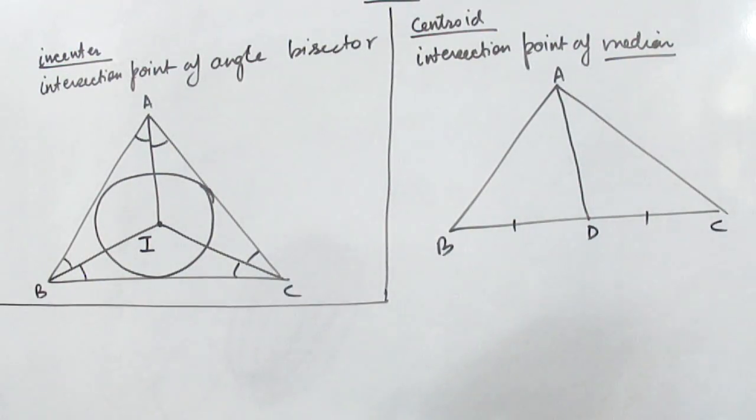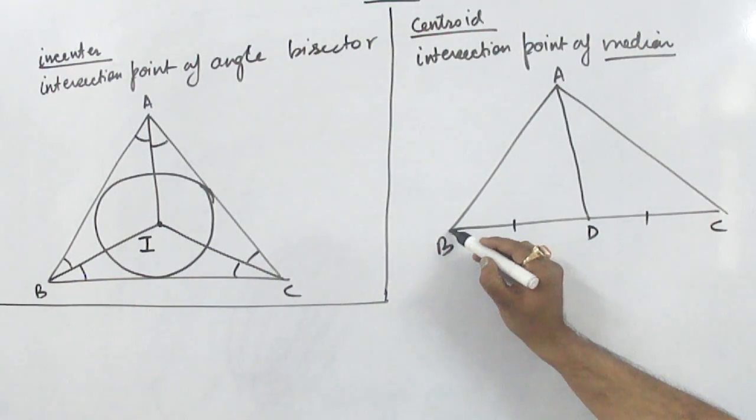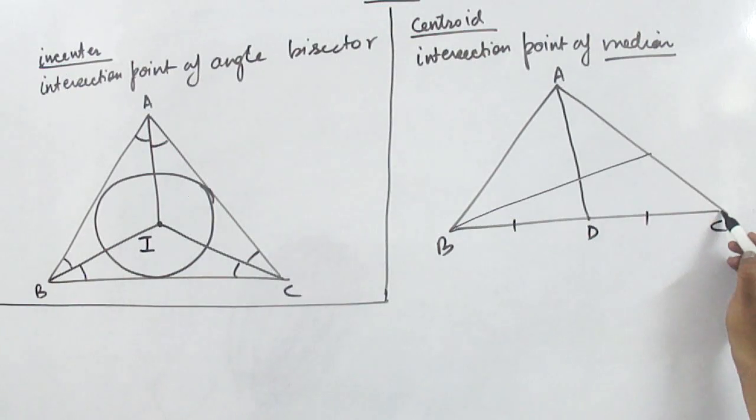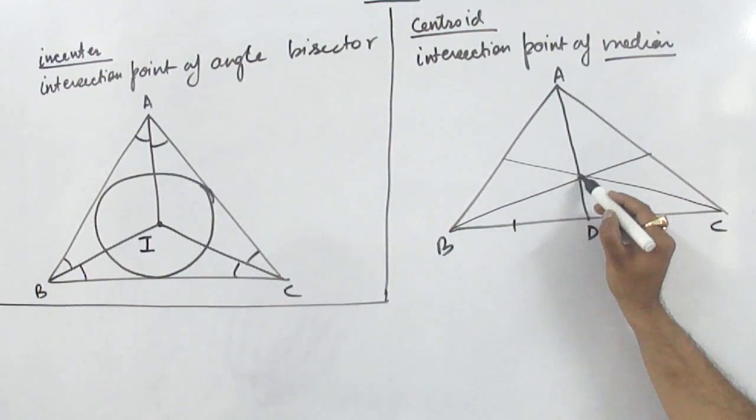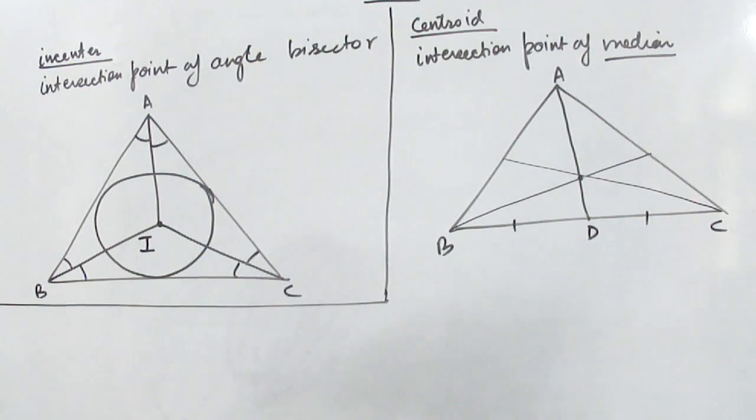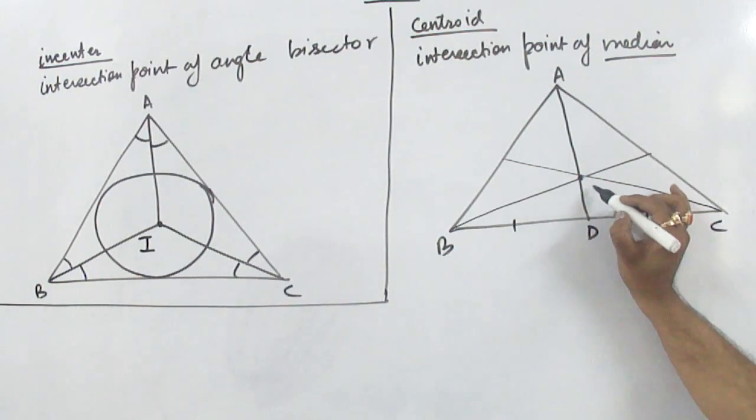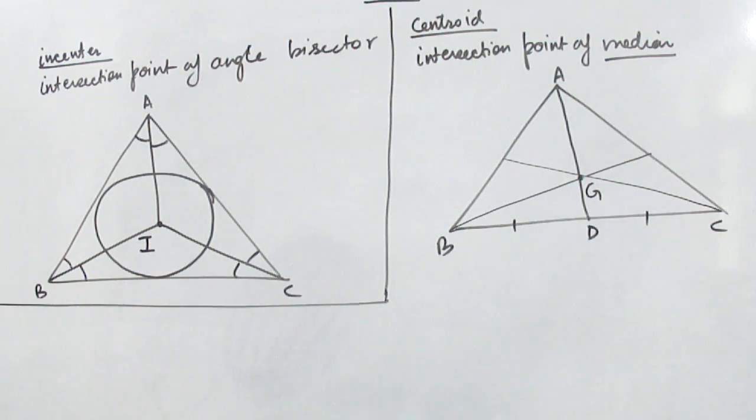Median is a line joining any vertex to the midpoint of opposite side, and from this, if we draw another median, and from this point, we draw another median. The point where these three medians intersect, this point is known as centroid, and it is denoted by G.